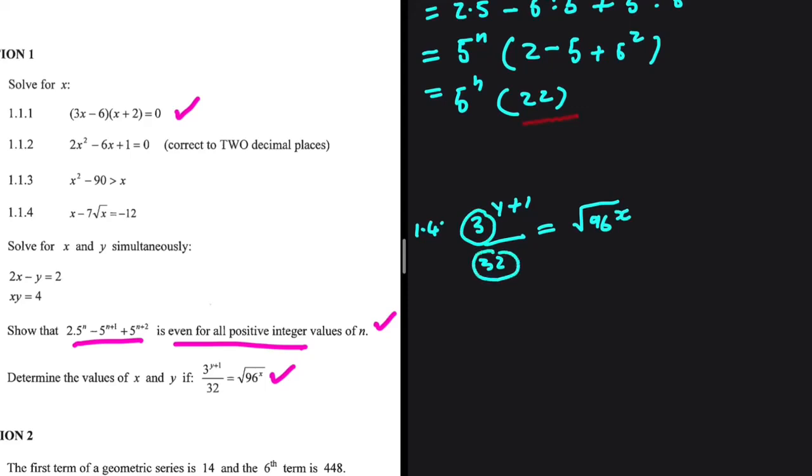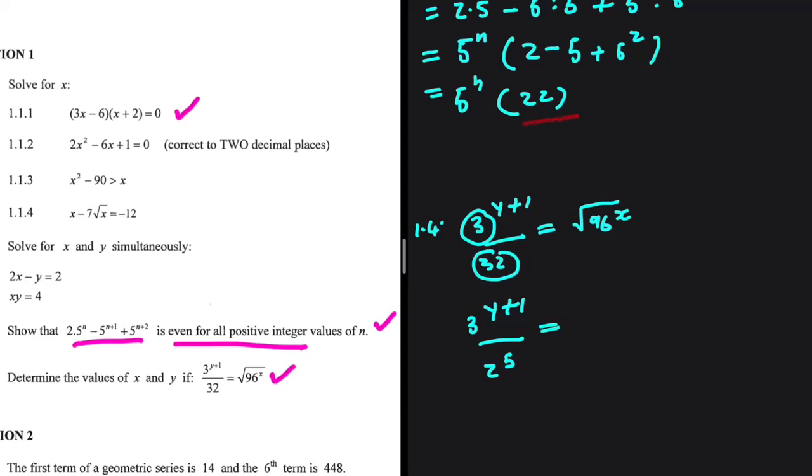Can we write 32 with the base of 3? Because usually in a case like this, we're trying to give all the numbers the same base. Well, we can't, but we can write it with the base of 2. So let's go ahead and try that and see what we're going to have. We will have 3 to the power y plus 1 divided by 2 to the power of 5 being equal to the square root of 96 to the x.